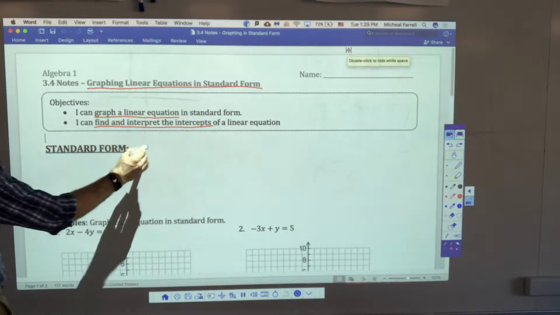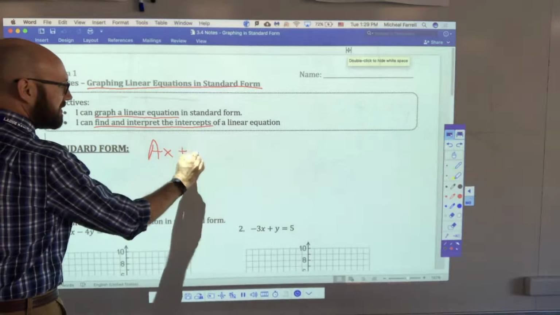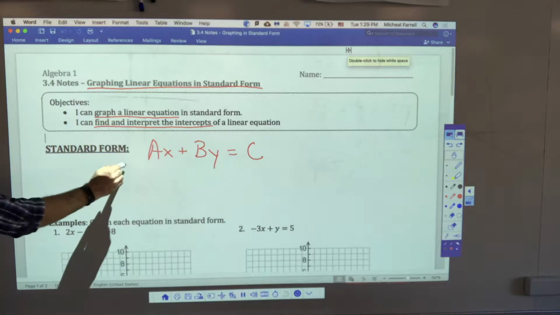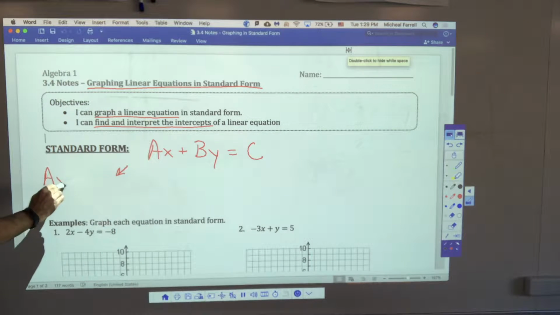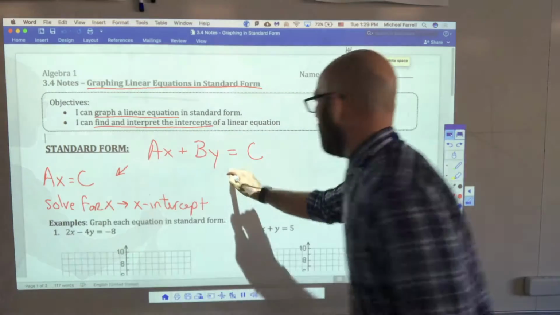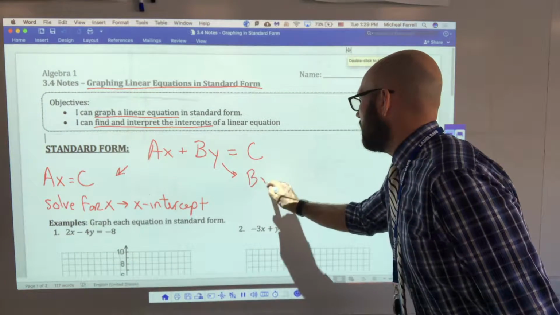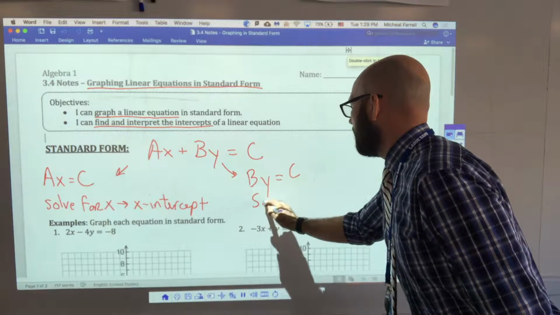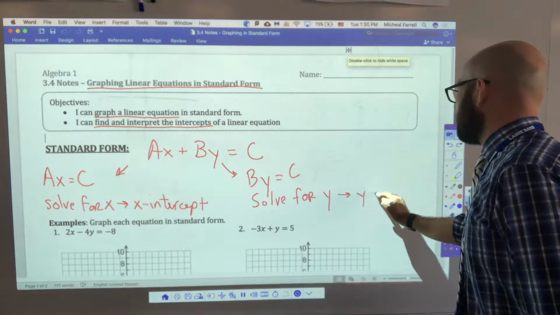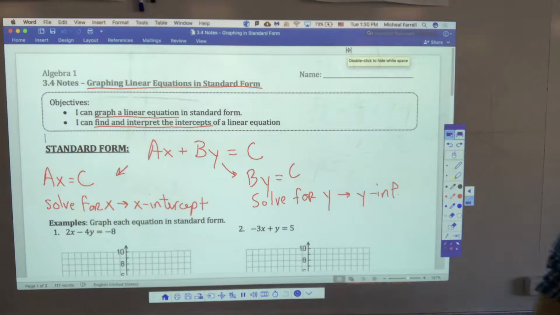So, standard form is ax plus by equals c. And what this helps us do is I take the ax and set it equal to the value of c. If I solve for x, that helps me find the x-intercept. If I take by equals c, when I solve this for y, I get the y-intercept. And that makes the problem very easy to solve. I get 2 points right away. I can plot them, draw the line, and I'm done.